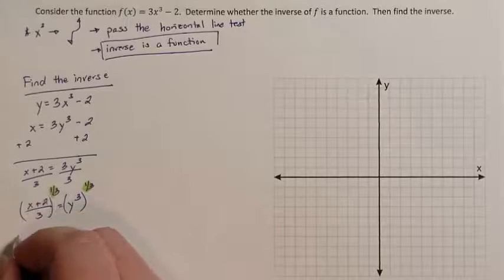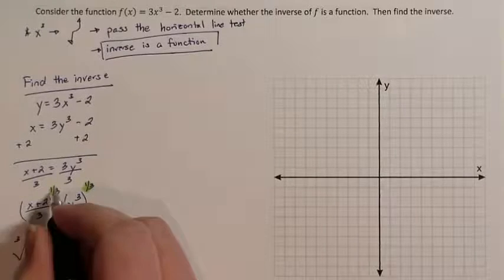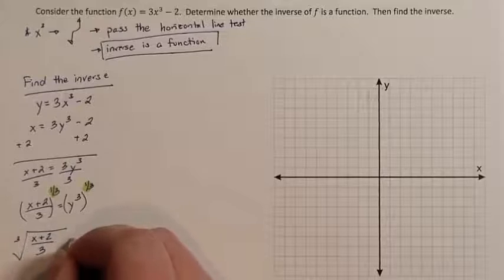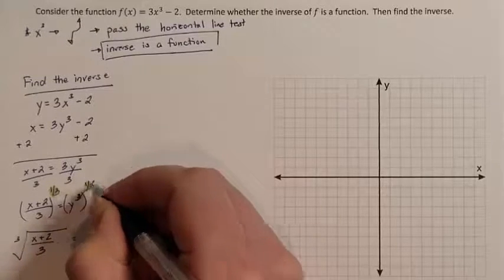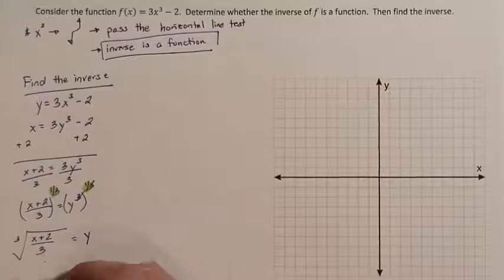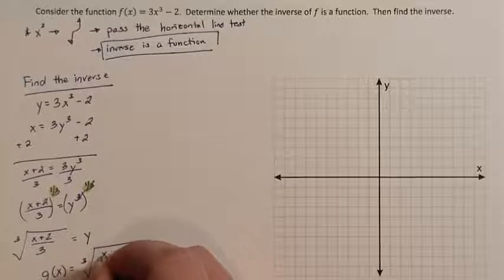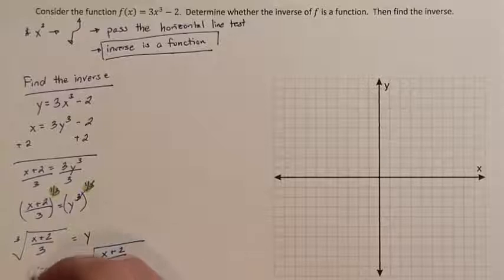The 1/3 power is the same thing as the third root. So this is the third root of the entire fraction, x plus 2 all over 3. 3 times 1/3 is 1, so these cancel each other out, so I'm left with y. So my g of x inverse function is the third root of x plus 2 all over 3.